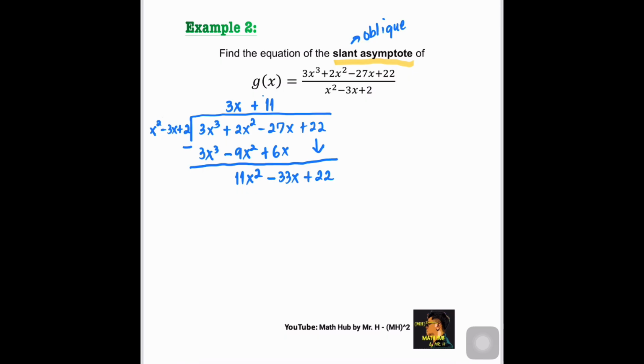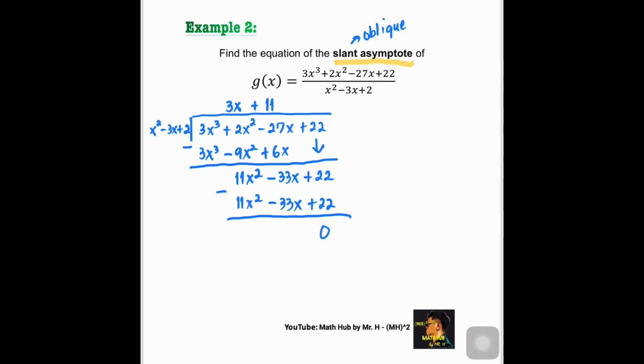And then we multiply 11 and x squared, so that will be 11x squared. Then 11 times negative 3x is negative 33x. And last, 11 times positive 2, that is positive 22. And then we subtract. It just tells us that there is no remainder. So the division is done here.